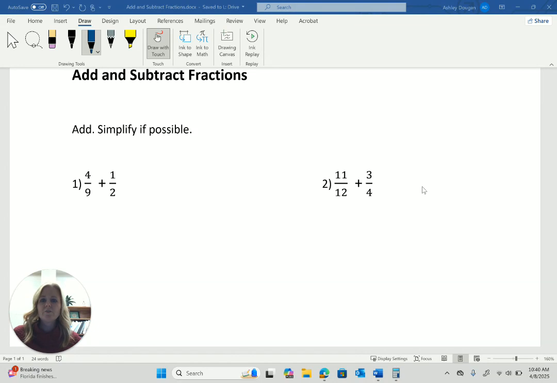When we add or subtract fractions, we want to make sure that the denominators are the same. We can't just start off adding the numerators and the denominators together. These bottom numbers have to be the same in order to add or subtract.